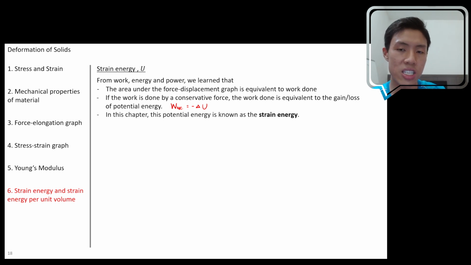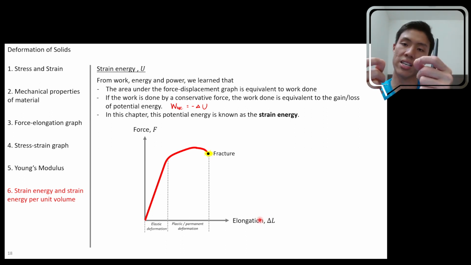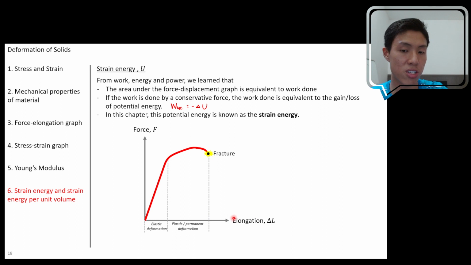Okay, so in this chapter, this potential energy that I mentioned just now, we are going to call it strain energy. As I said earlier, this strain energy is similar to the elastic potential energy that we have learned earlier. So this is a force-elongation graph. Even though it's a force-elongation graph, you can think of the elongation as similar to displacement, right? Because technically your object, when it's being pulled or stretched, that's the amount of stretch or the amount of compression that's being experienced by the object.